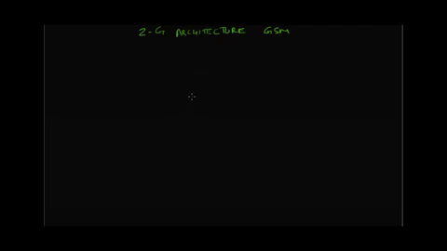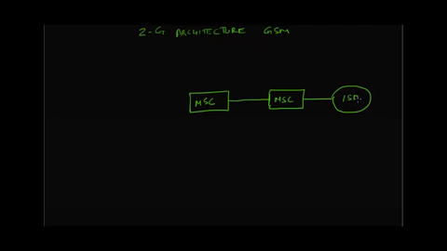So let's start with the MSC, which is the brain of NSS, network subsystem. So let me draw an MSC here. MSC. Let me connect that with another MSC. Then this goes to an ISDN network.